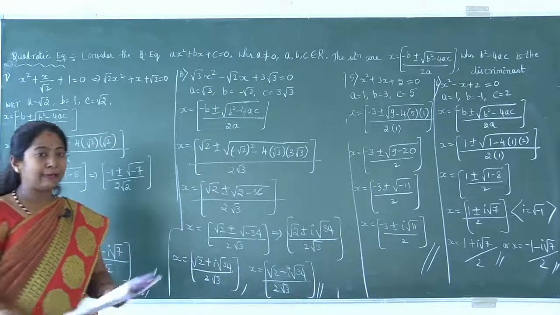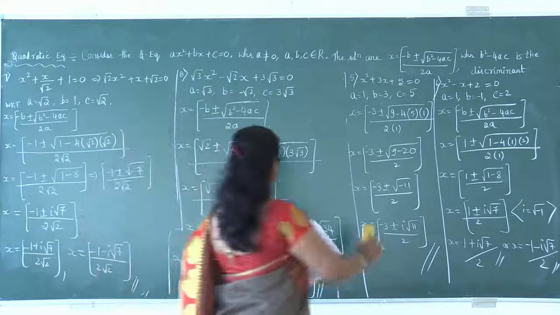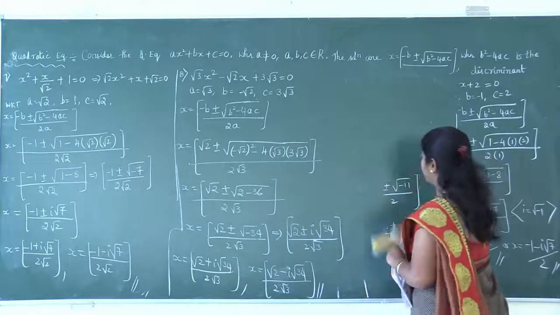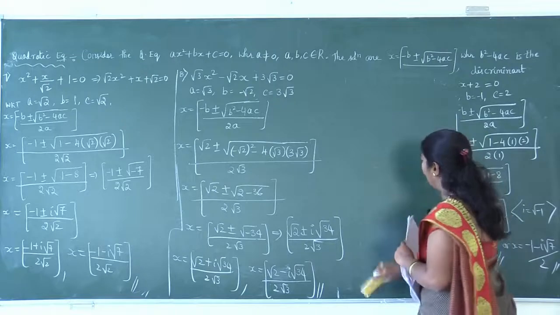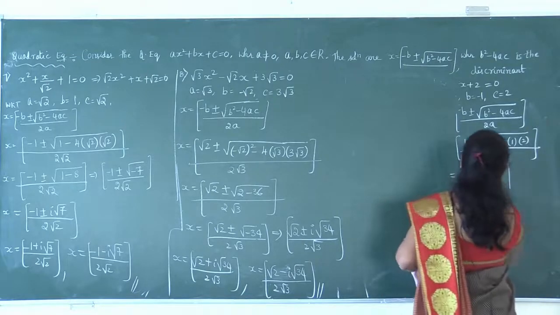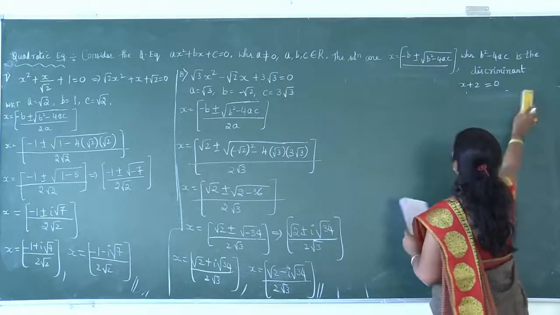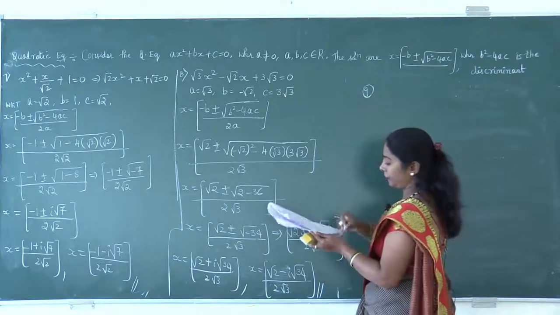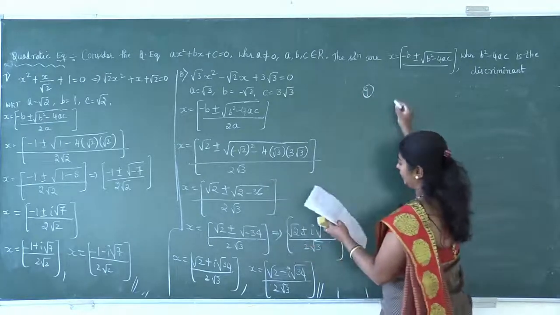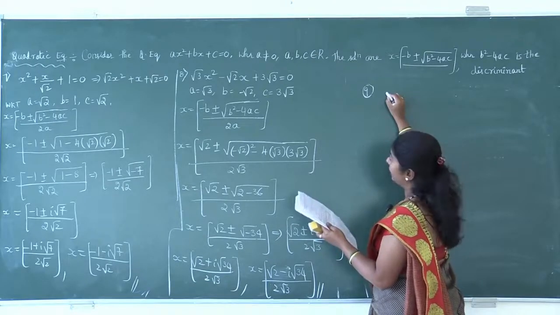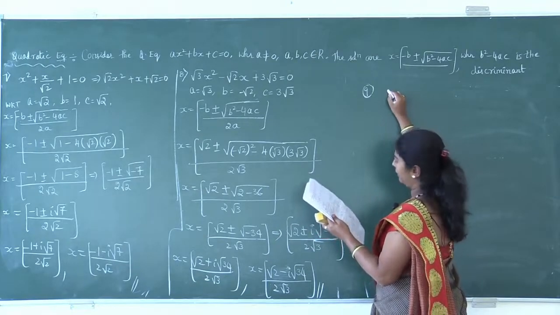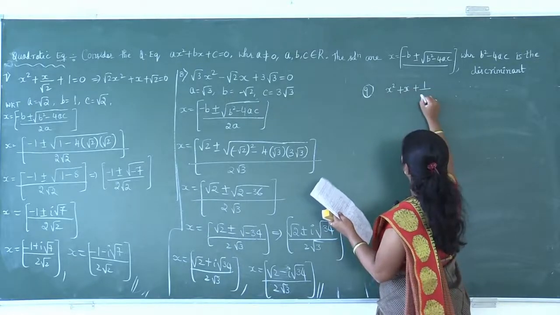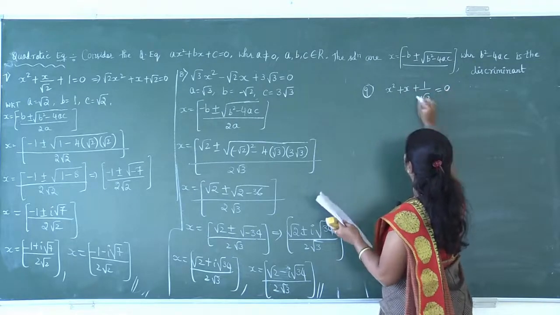These are the concepts. So moving on to the next problem, that is the 9th and the 10th problem. You can try these problems on your own, the 9th and the 10th. So take down these two problems as homework. The 9th problem will be x square plus x plus 1 by root 2 equal to 0.